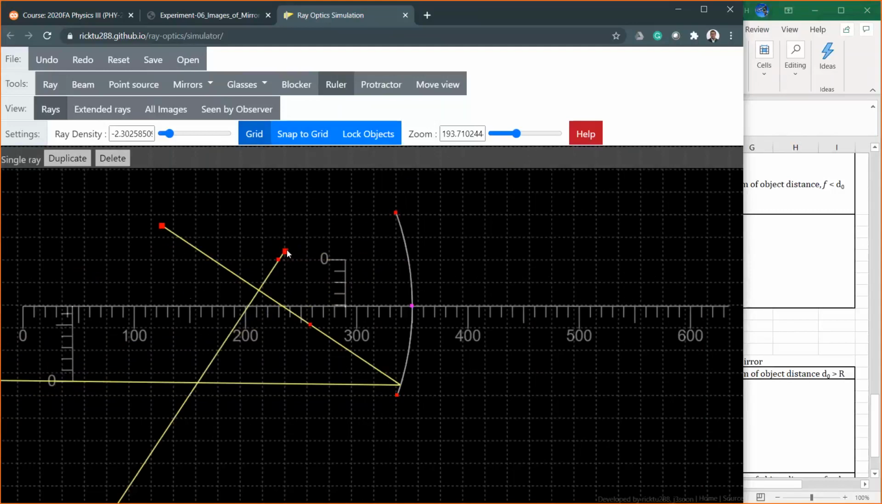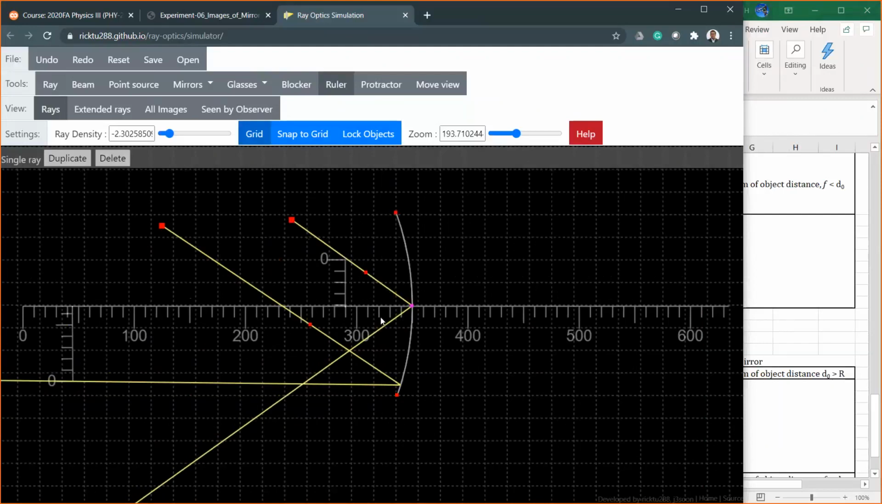So let's draw this way. Let's make a ray going through the top of the object, and then it's going to go all the way to the vertex point of the mirror. Such a ray, which passes through the object and then goes to the vertex point, should be reflected back. When it is reflecting, it's going to be the same angle because the law of reflection applies.